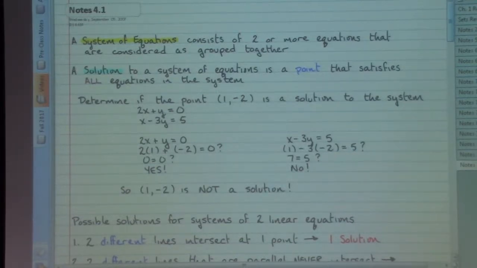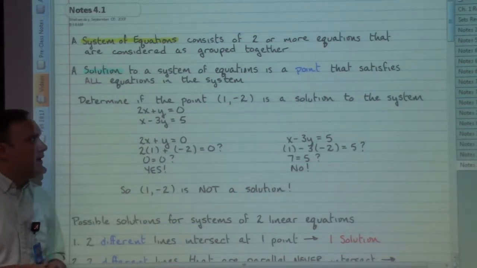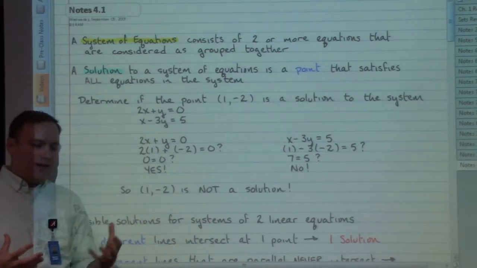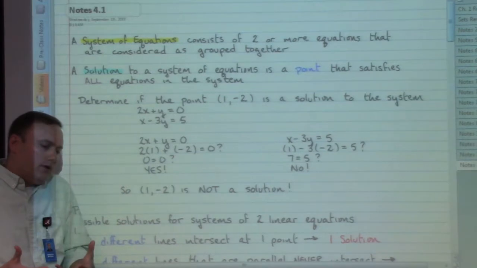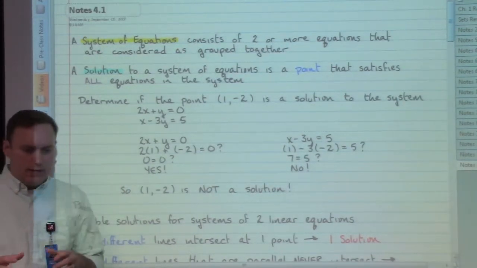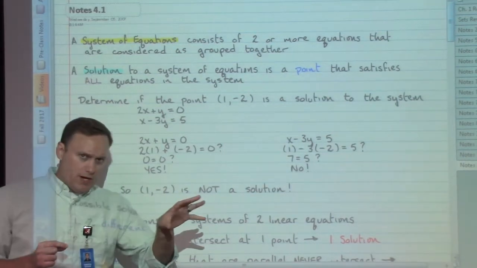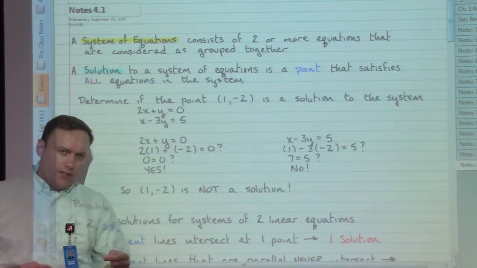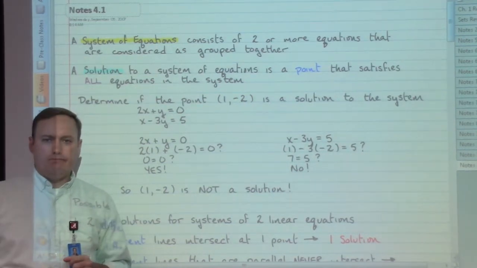All right, now, systems of equations basically are two equations or more, because again, we could have more, that are put together and considered one single problem. They're grouped together. So we could kind of think of this using some of the wording that we had from the inequalities as first equation and second equation have to be true at the same time.